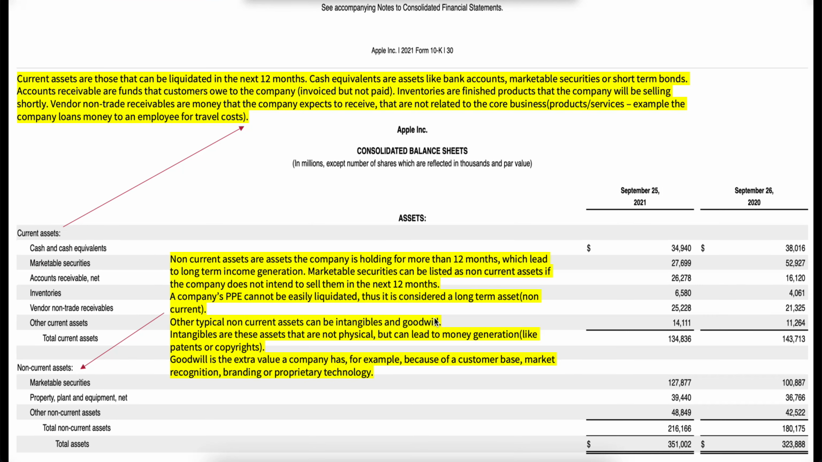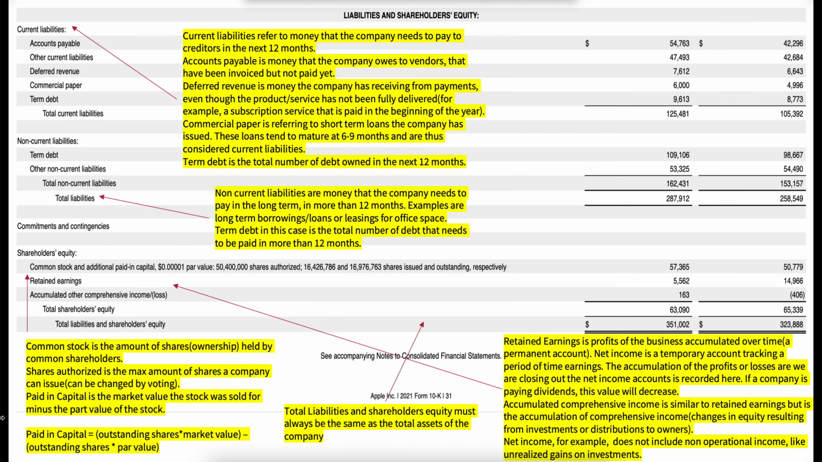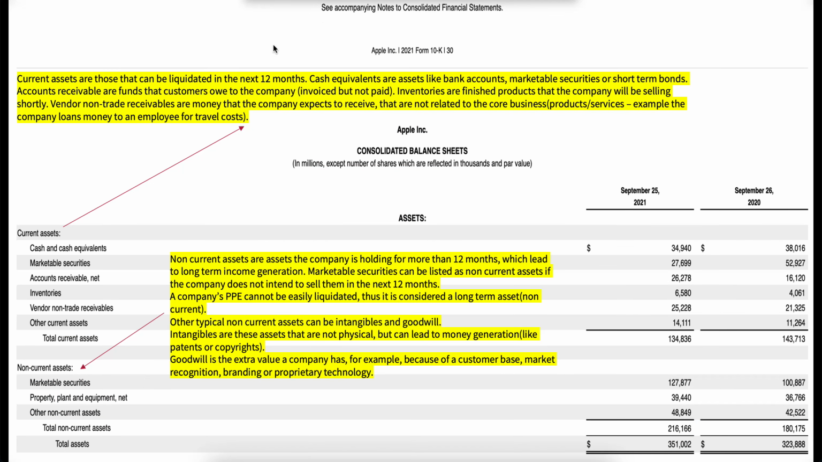Let's start off with what we're seeing here. The first thing you see in the balance sheet of Apple is a breakdown of the assets of the company. Assets are typically divided into two categories: current assets and non-current assets. Current assets are generally all those assets that can be liquidated in the next 12 months. For example, cash itself is of course already liquidated, but there are also cash equivalents, which are assets like bank accounts, marketable securities, or short-term bonds. These can be liquidated very quickly in the next 12 months, so they are current assets.